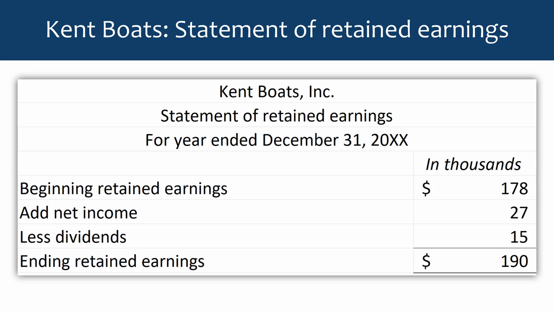It is important to note that the statement of retained earnings covers a year. We then see the column heading in thousands. That means that the 3 zeros have been left off the statements. This is done to enhance readability.